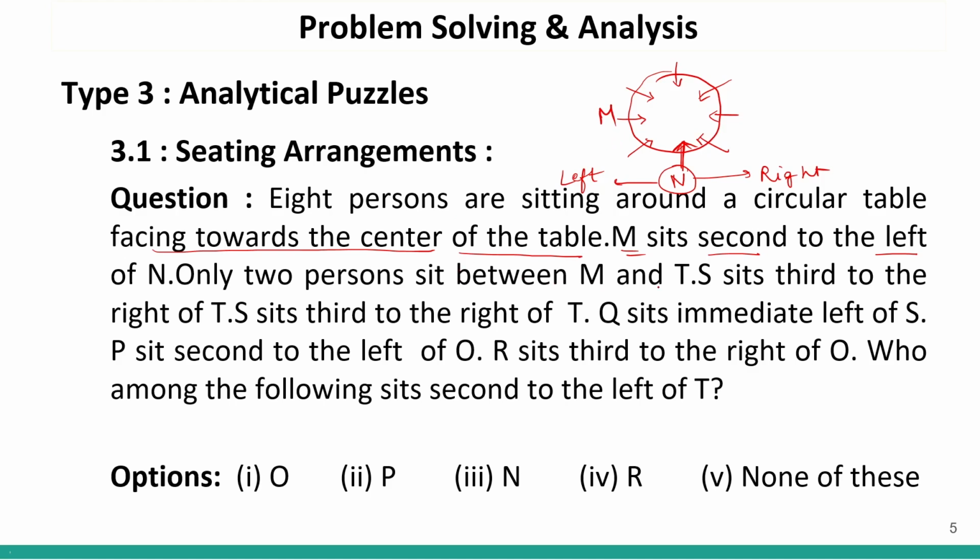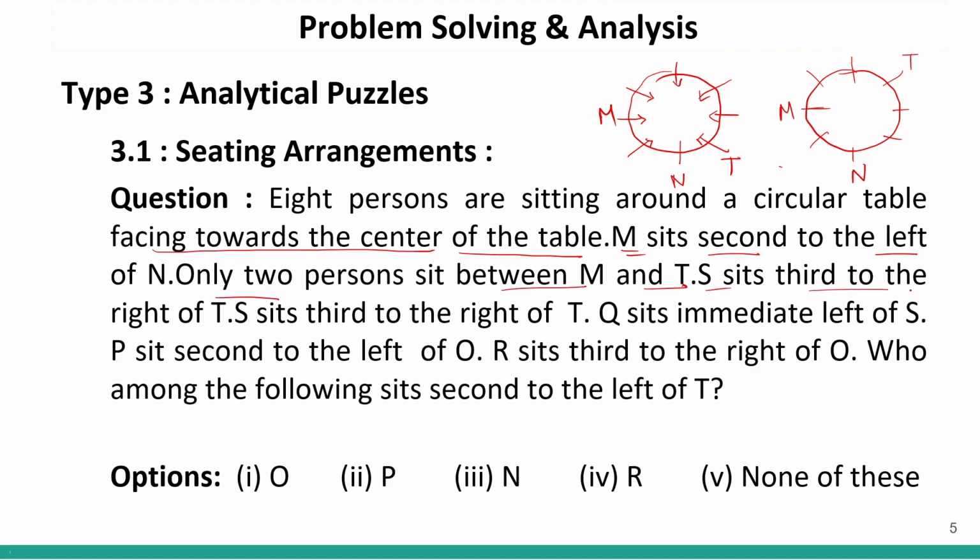Only 2 people sit between M and T. So 2 people. T can be here, 1 and 2 people sit between M and T. Or let me draw another diagram over here. 1, 2, 3, 4, 5, 6, 7 and 8. Okay, so N is over here, M is over here, and 2 people sit between M and T. So either this or this. Two possibilities. So whenever you solve questions in your exam also, consider all the possibilities.